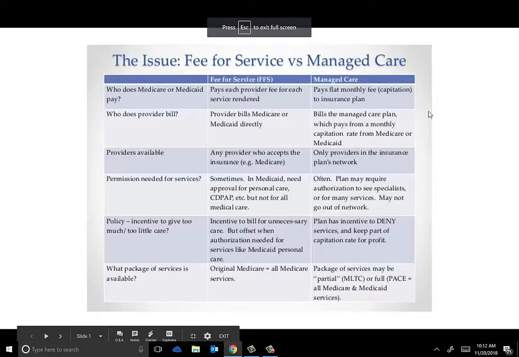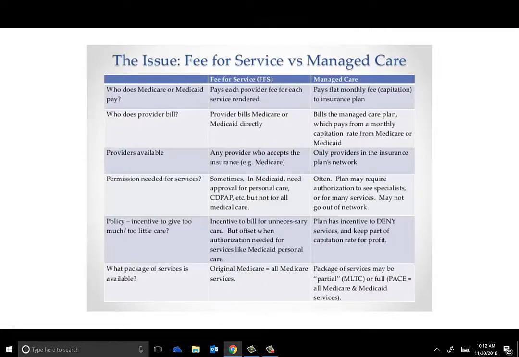We talked about managed care versus fee for service. The big thing I want you guys to take out of that, you can look at the table here. You can pause and take a look at it if you want. But the big thing is there's kind of perverse incentives on each side, right? If you're fee for service, you're incentivized to do more services in order to get more fees. But if it's managed care, you may have an incentive to do less. So you may not do as much as you should because you can keep more of that. And again, the plan has an incentive there to deny services because they can keep part of that rate as their profit.